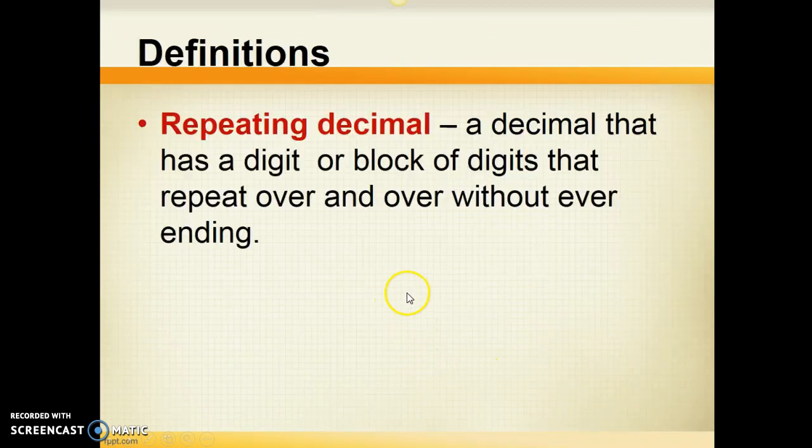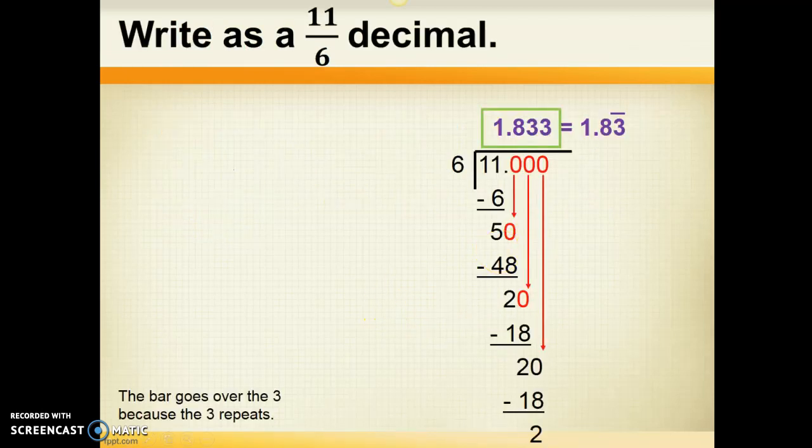Then we have repeating decimals. These are decimals that have a digit or a block of digits that repeat over and over again. Here, walking through this example, we do our division and we'll notice that the 3 starts to repeat. So our answer would be 1.83 with the repeating bar over the 3.